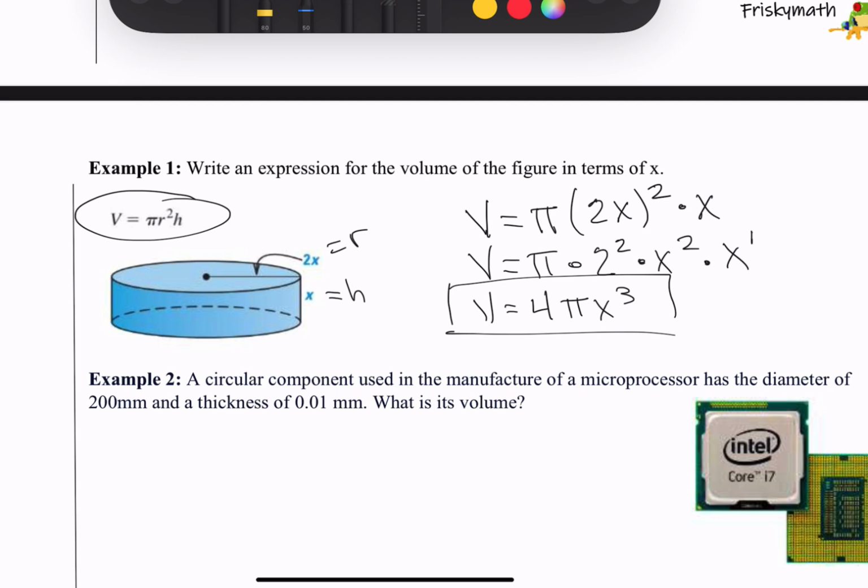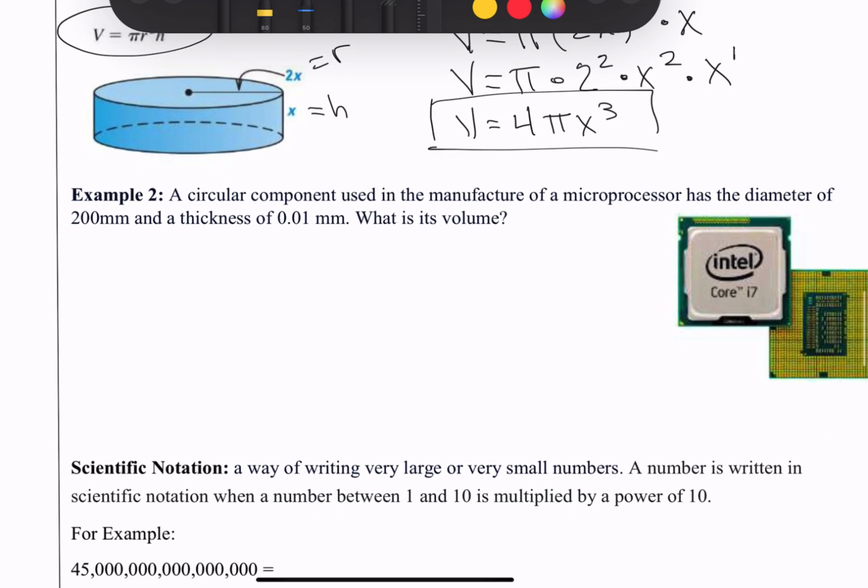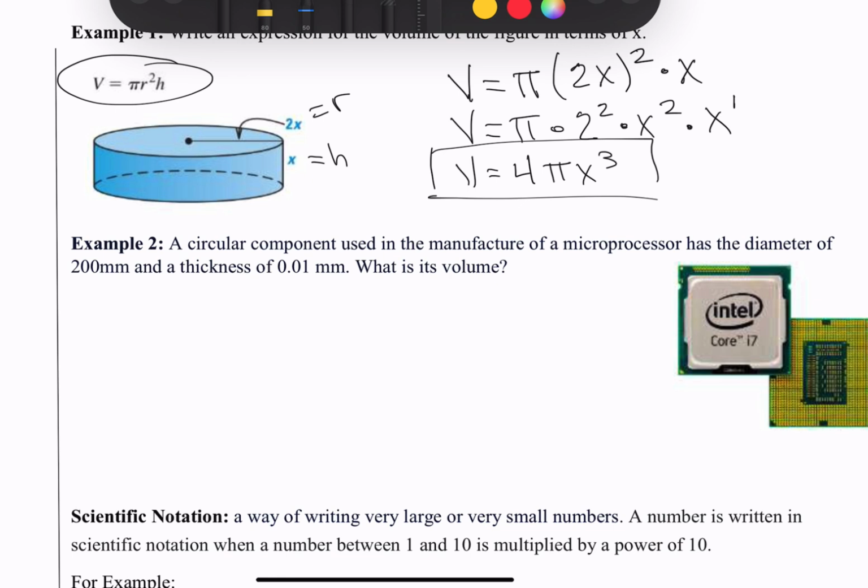Now they didn't give me any units. Units is usually cubed, but we're not sure what those units are right now, so we're just going to leave it. However, in example 2, it's a lot like example 1. Okay, so we have a circular component used in the manufacture of a microprocessor. That's like the brain of your computer. And it has a diameter of 200 millimeters and a thickness of 1/100 of a millimeter. All right, so basically you can think of this component as some type of small, teeny tiny cylinder.